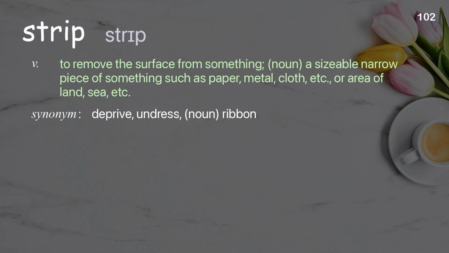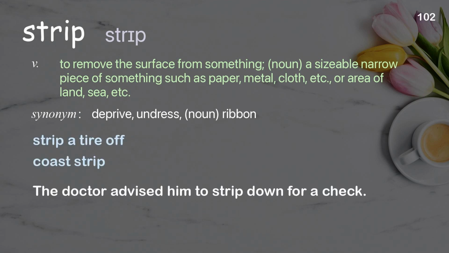Strip. To remove the surface from something. Noun: a sizable narrow piece of something such as paper, metal, cloth, etc., or area of land, sea, etc. Examples: strip a tire off, coast strip. The doctor advised him to strip down for a check.